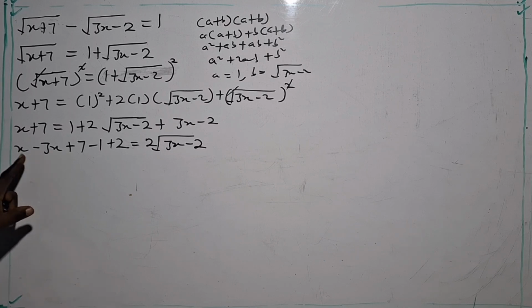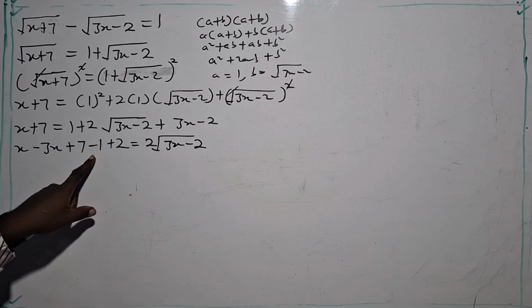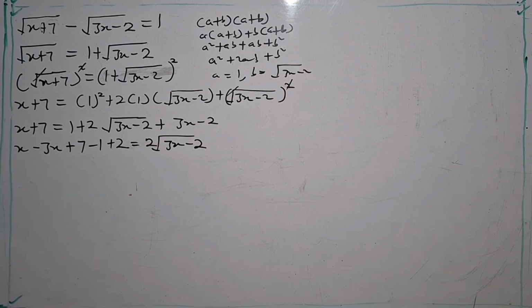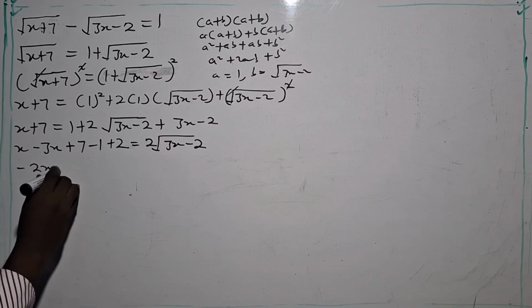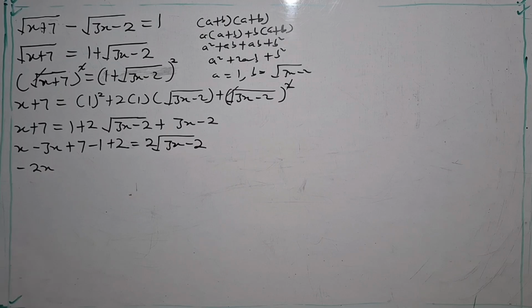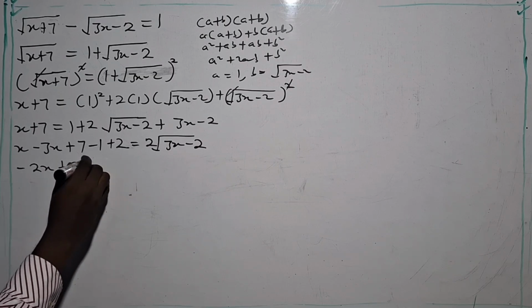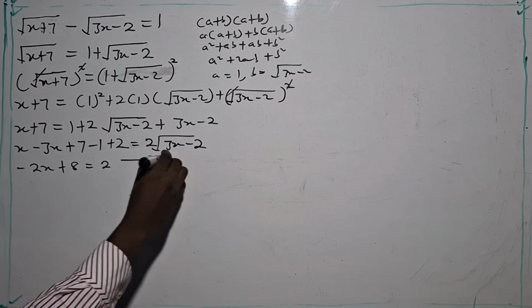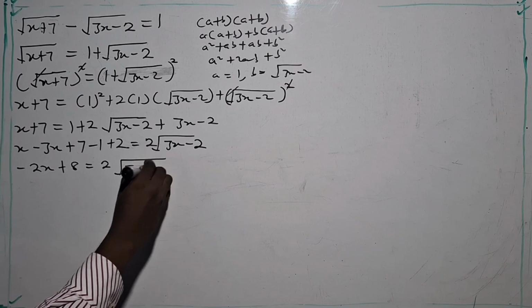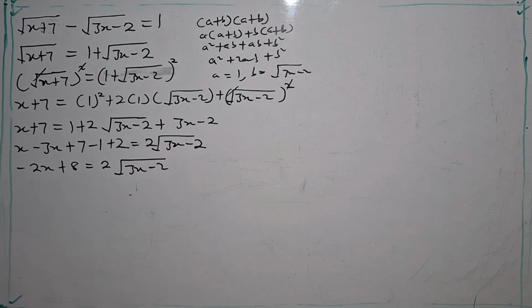Yes, x minus 3x plus 7 minus 1 plus 2 is equal to 2 root of 3x minus 2. So this will give us negative 2x. Then 7 minus 1 is 6, plus 2 is 8, is equal to 2 root of 3x minus 2. Now what do we do here?